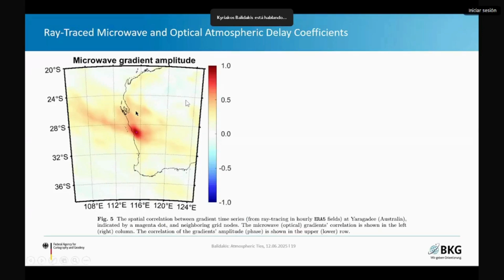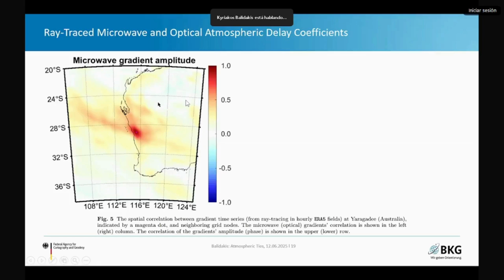After I did this, I took the time series at Yarragadee and the time series for the other pixels and calculated the correlation coefficient. So you can see that the closer somebody is to Yarragadee, the higher the correlation, right? And this is for microwave gradients.